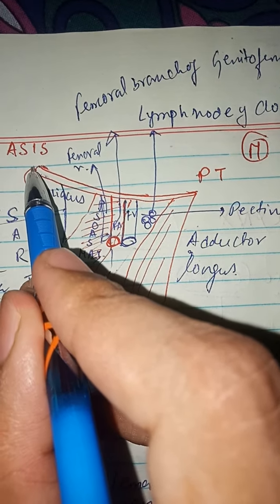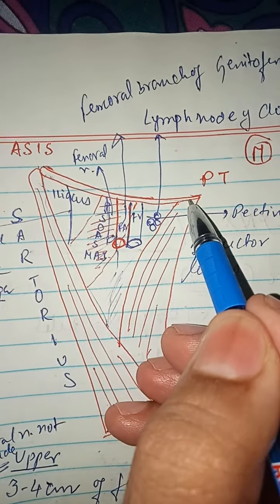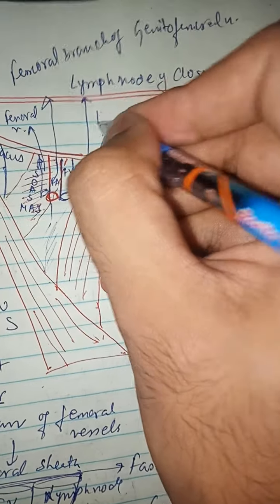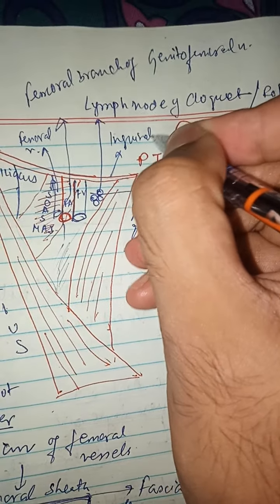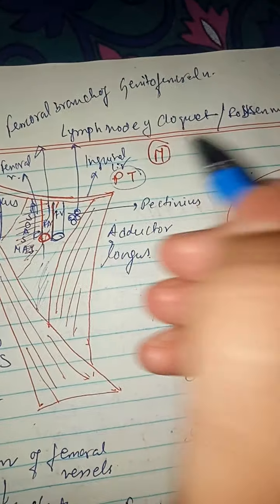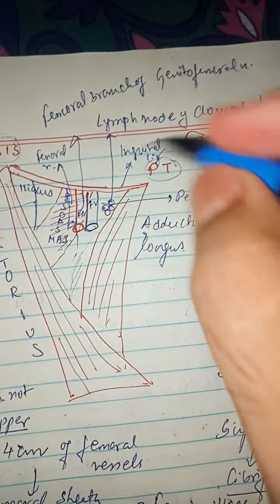Its base is formed by the inguinal ligament. So this is the inguinal ligament, which extends from the anterior superior iliac spine to the pubic tubercle. So this is the inguinal ligament which forms the base.